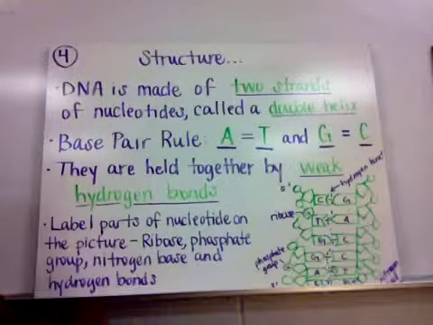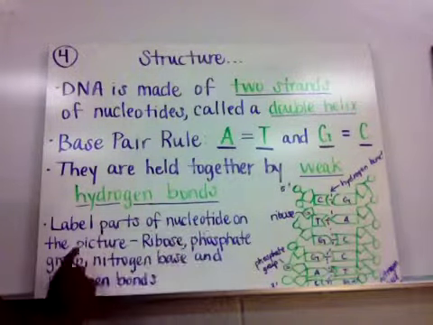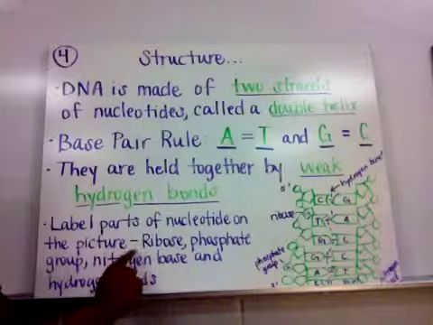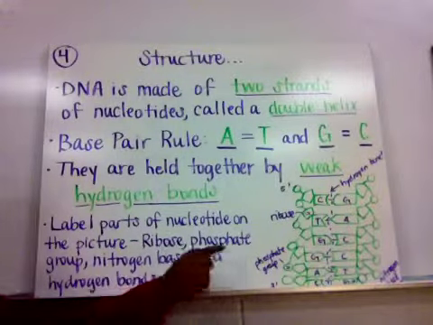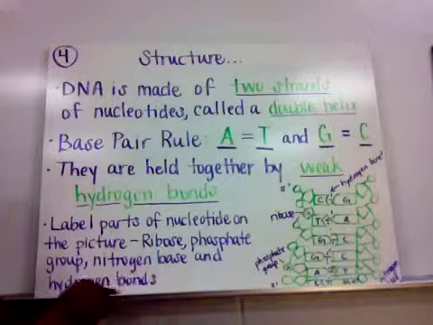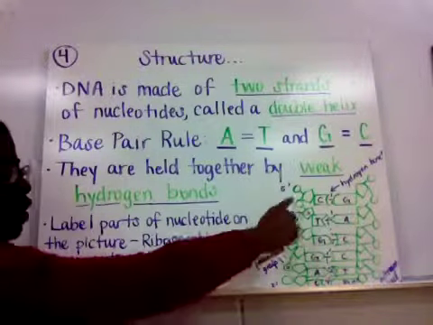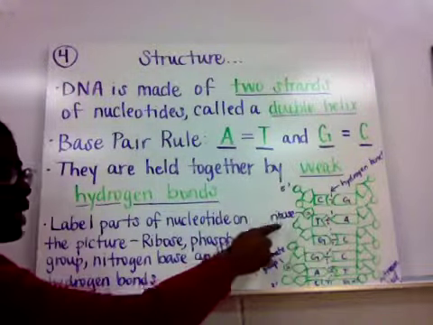So what it asked you to do in your notes was to label the parts of the nucleotide on the picture. And you need to label it with the ribose, which is your sugar, your phosphate group, your nitrogen base, and your hydrogen bonds. So you already have this picture for you. You just need to label.